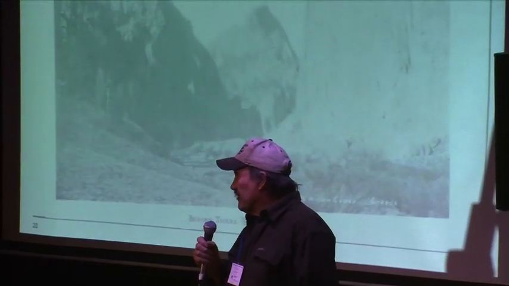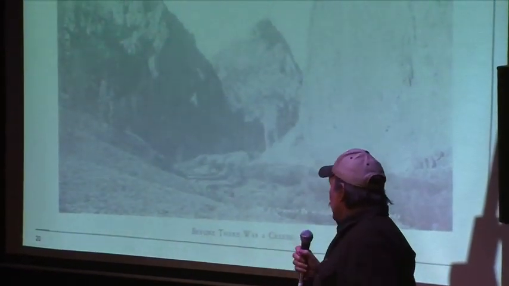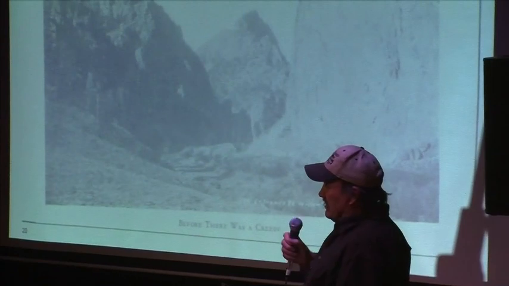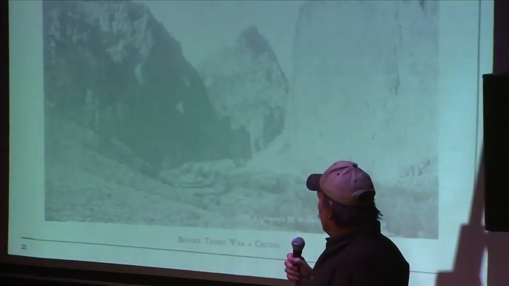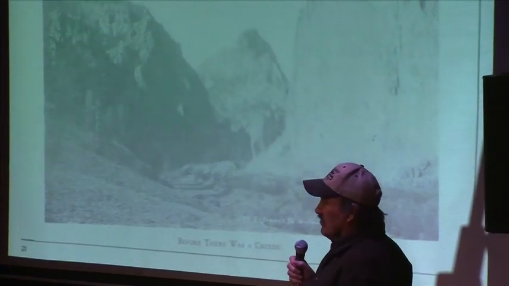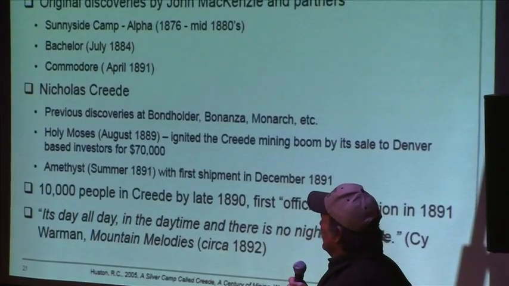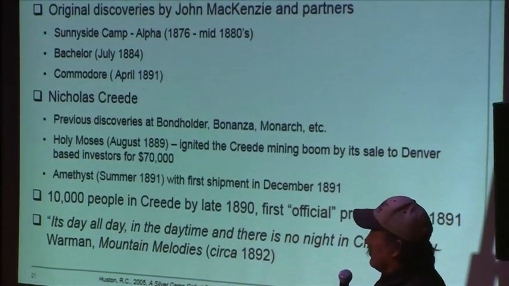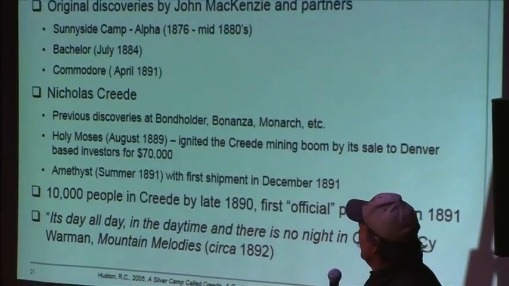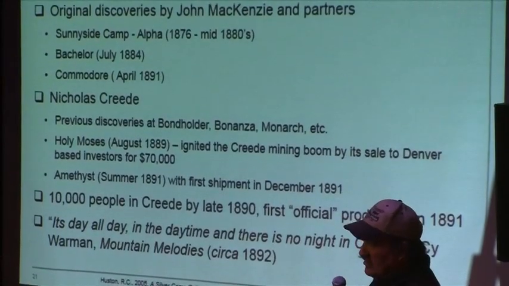The history of Creed, though, starts way back in the 1890s, actually the 1880s on the Alpha Corsair, but Nicholas C. Creed came here, and of course this is what it looked like before there was any civilization. He went right up the canyon to the forks of East and West Willow and on the ridge between, which is called Camel Mountain, and found the Holy Moses Mine.